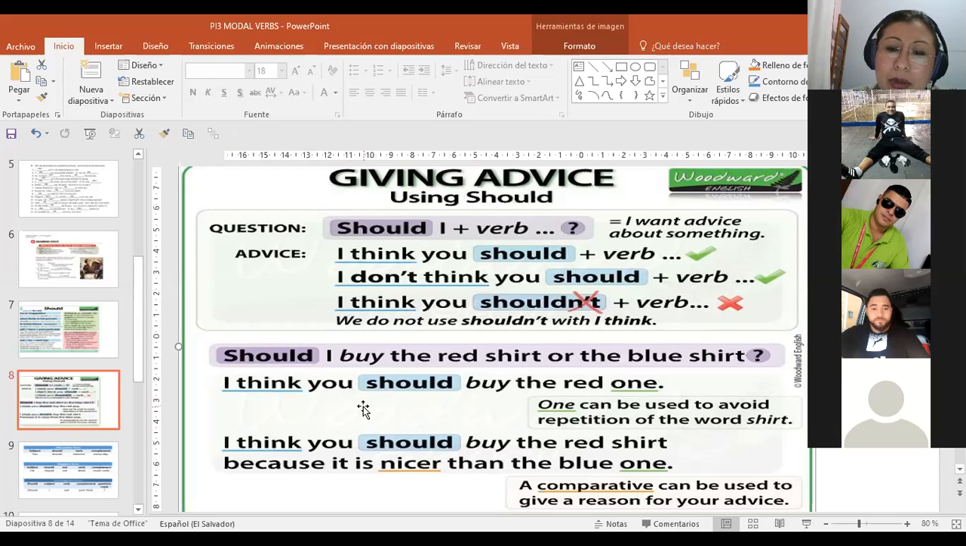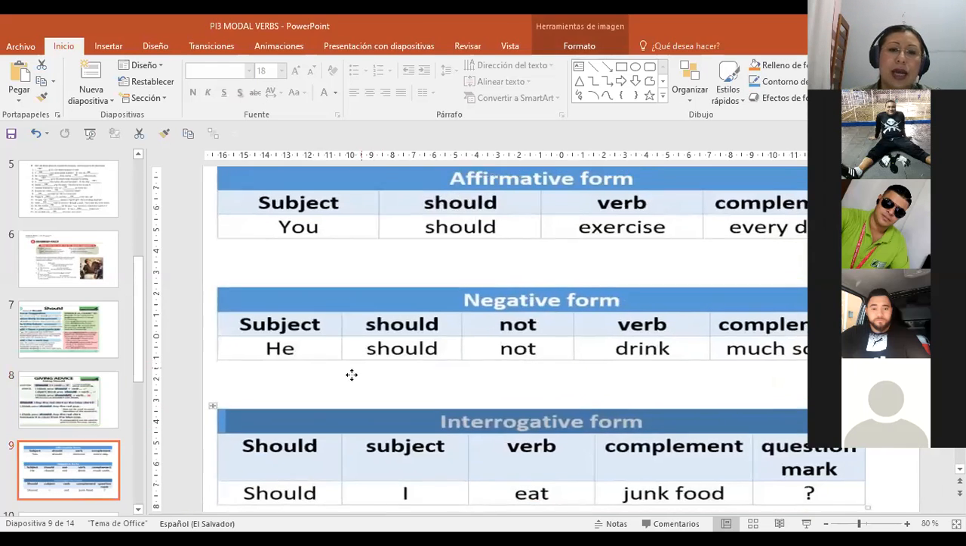One, in this case, remember that one can be used to avoid the repetition of the word shirt. Aquí lo que hacemos con la palabra one es que lo utilizamos para no sonar monótonos repitiendo shirt dos veces en la misma oración. Twice in the same sentence. I think you should buy the red shirt because it's nicer than the blue one. Okay? Then if you want to give a reason, you can use a comparative to give a reason for your advice. Yo creo que tú deberías comprar la camiseta roja porque es mucho más bonita o más agradable, ¿verdad? Que la azul, okay?